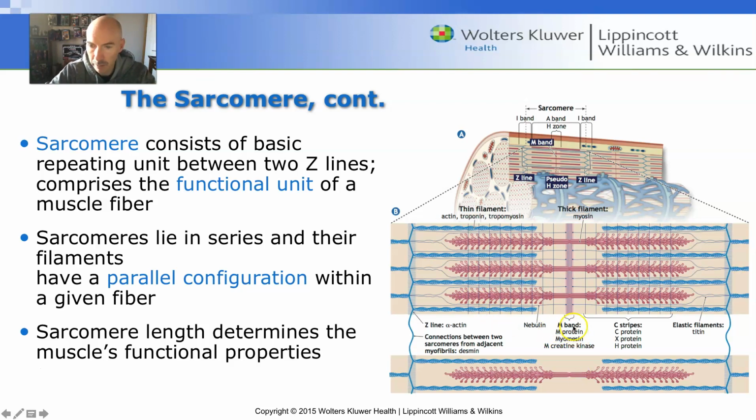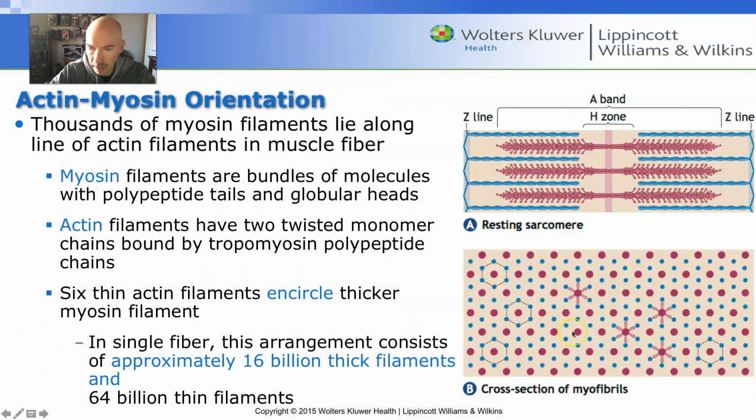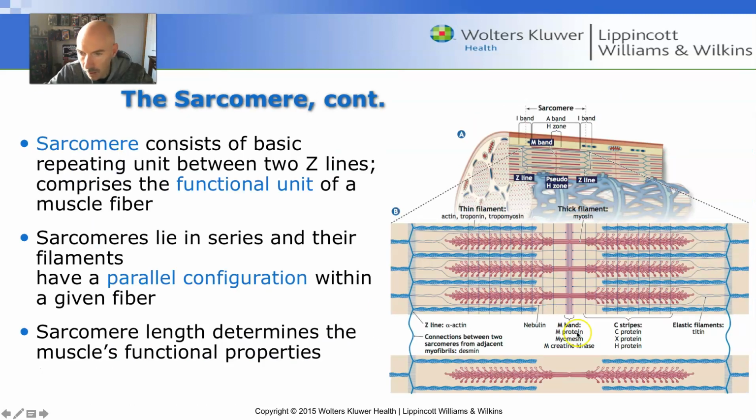The M band is composed of these different M proteins. And then again, we have these C, X, and H proteins. Which again, just provides us with some framework really just to keep the sarcomere nice and uniform and limit any sort of lateral, up and down, or three-dimensional movement to really allow for all of the force production to be transmitted in this direction.